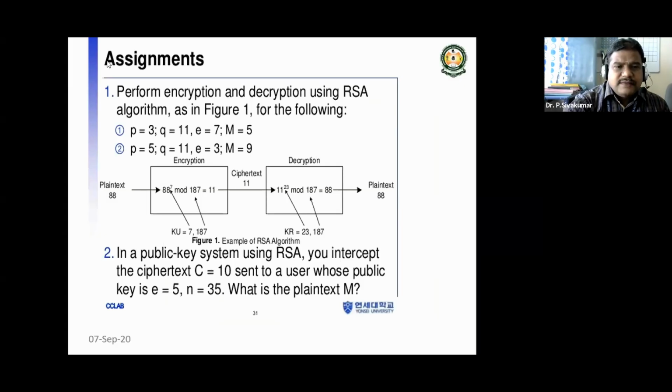This was another example for the RSA algorithm. Once again, we go through it.